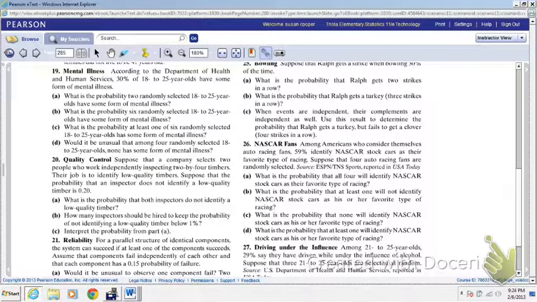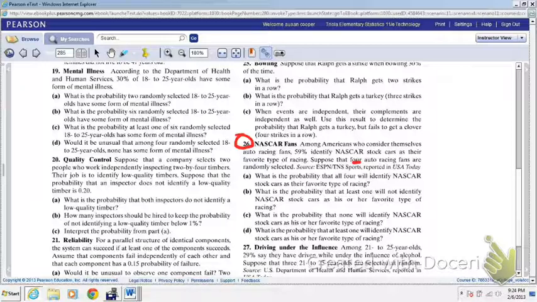Okay, let's try another one. Okay, so the next one that I have picked is number 26, about NASCAR. And I think I'll probably just write in the margin here. It says, among Americans who consider themselves racing fans, 59% identify NASCAR stock cars as their favorite type of racing. Suppose that 4, and again I always underline these key, suppose that 4 auto racing fans are randomly selected. So again, we're assuming these people are independent of one another. What is the probability that all 4 will identify NASCAR stocks as their favorite type of racing?